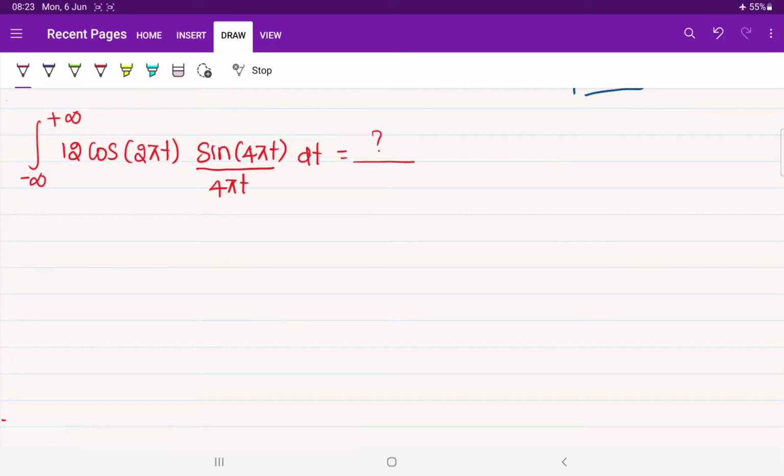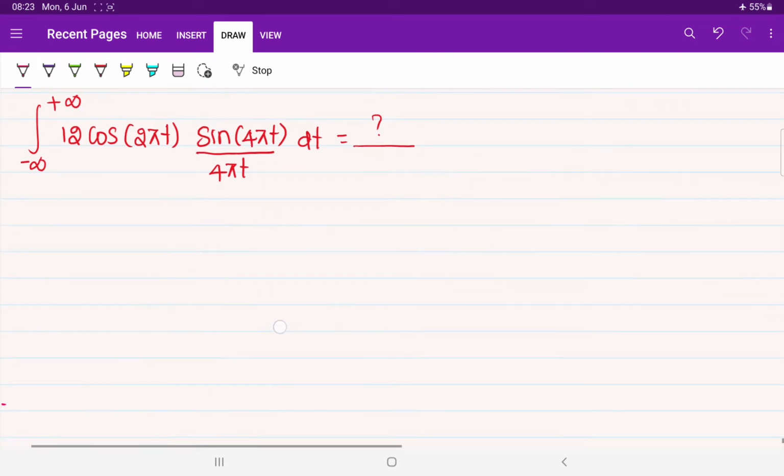In today's session, we are going to learn something new, one more property. Don't be bothered just by looking at the question. This question is very easy. Let us make it easy.